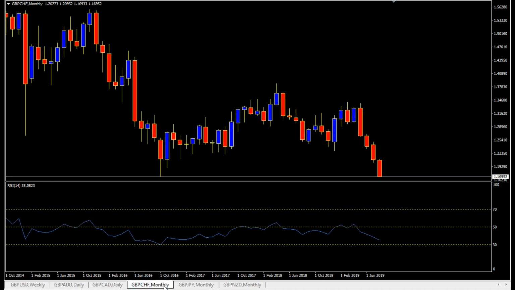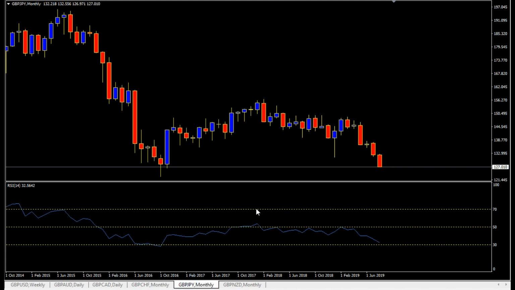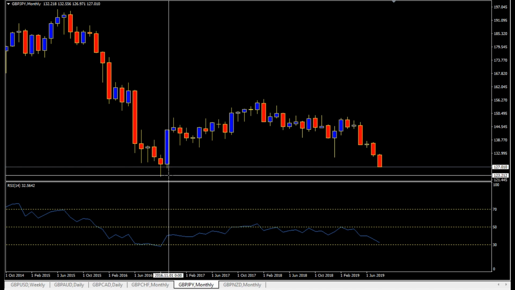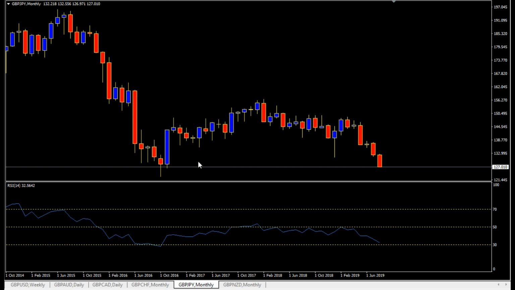This is the pound against the Swiss franc. In the monthly, it is down, but it is also near the previous support, so it can bounce back up from here, so leave this one as well. Next one is the GBP JPY. Here you see the support is quite far away, about 350 pips, so you can enter the market here.